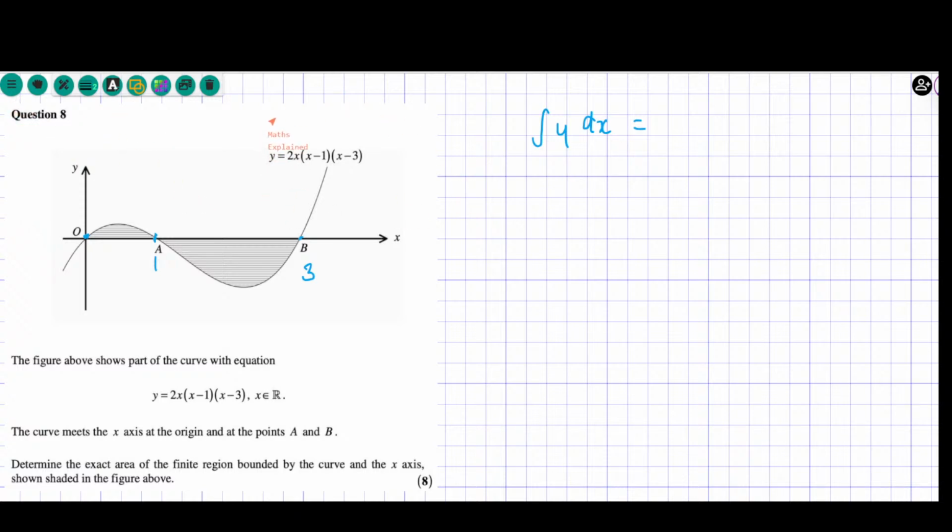Okay. So let's rewrite y. I'm just going to expand it out. I find it easier because then we can just apply the rule to each term. So if we expand this out, we get 2x times x squared take 4x plus 3. And then multiply everything by 2x, we get 2x cubed take 8x squared plus 6x.